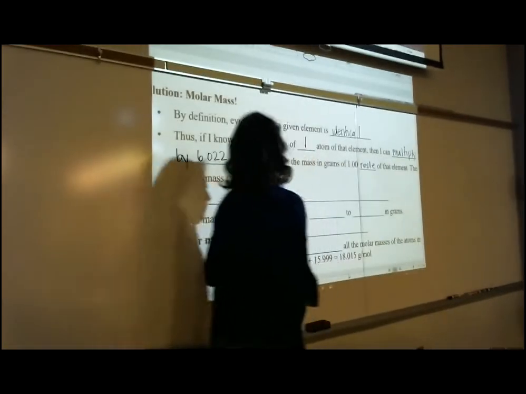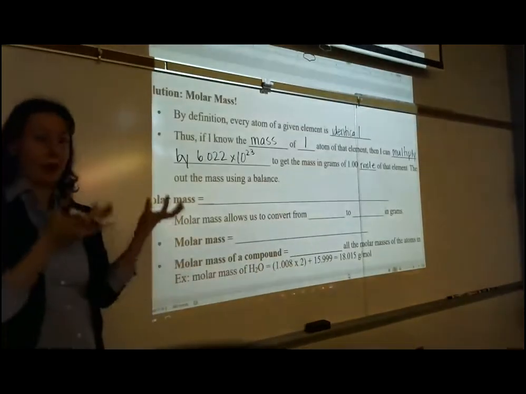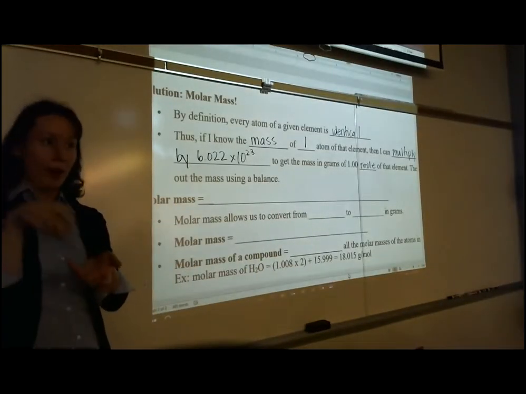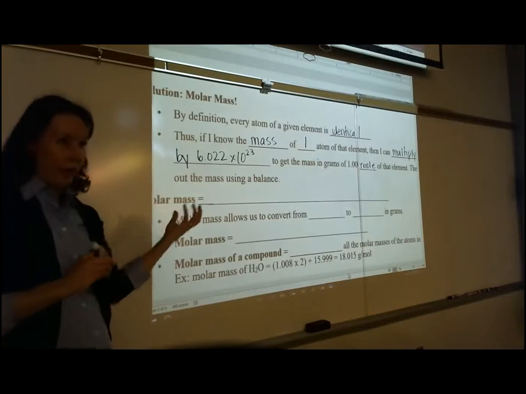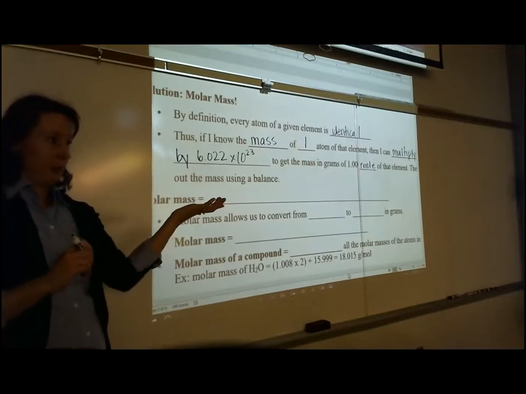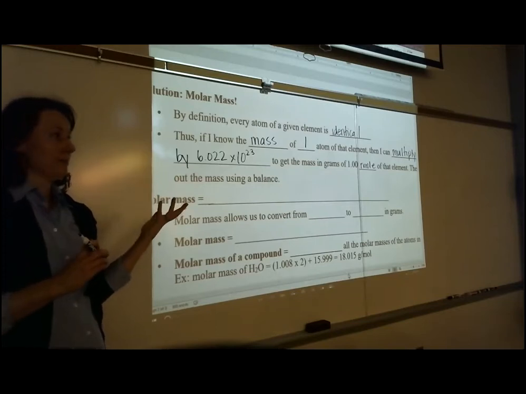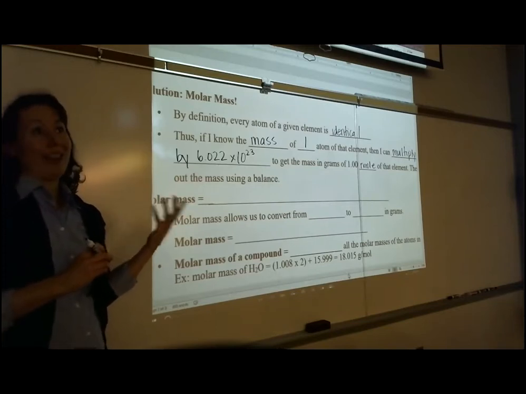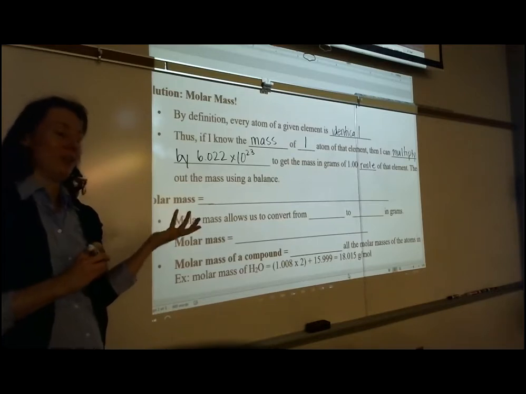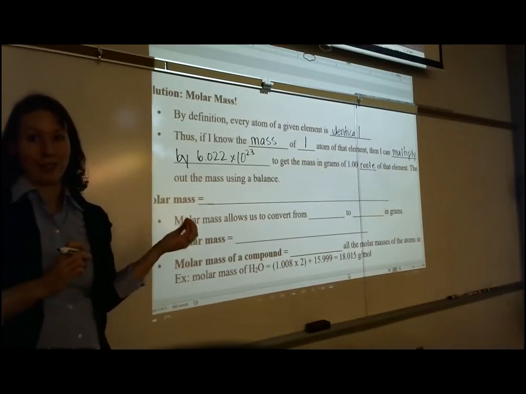Does that make sense? And then I have a number that I can go to the balance and measure out. And then I would know for certain I've got 1 mole of that substance, right? It would be just like if I want a mole of jelly beans, right? Well, I can't count to a mole. I can't count 10 to the 23rd of jelly beans, right? That's something I can see.